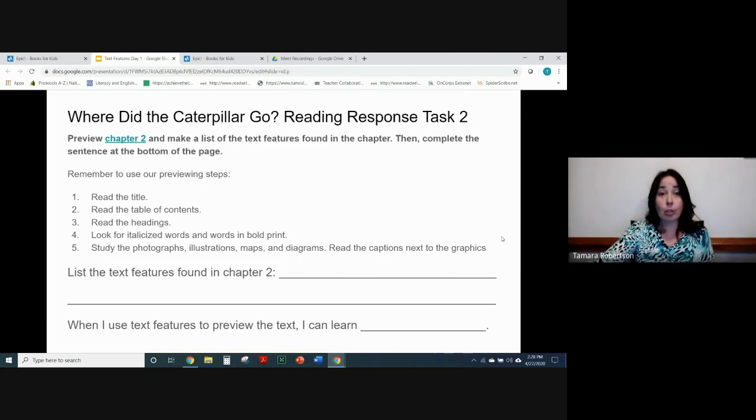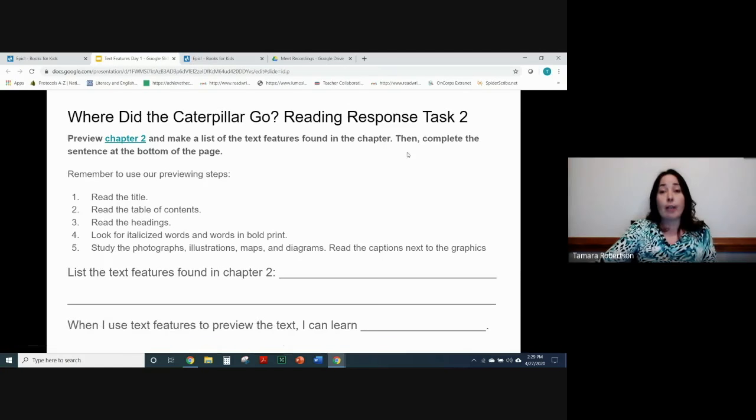For reading response 2, you are going to preview chapter 2 and make a list of text features found in the chapter. Then complete the sentence at the bottom of the page. So you are going to click on this link right here that says chapter 2, and it's going to take you to our book. You are going to preview the chapter. So let's review how to do that. The first thing you're going to do is read the title of the chapter. Then I want you to go back to the beginning of the book and read the table of contents. Then read the headings, and then I want you to look for those italicized words. Look for your bold print in chapter 2. Then I want you to study the photographs, the illustrations. Are there any maps or diagrams in chapter 2? And then make sure you read those captions next to the photographs or illustrations.